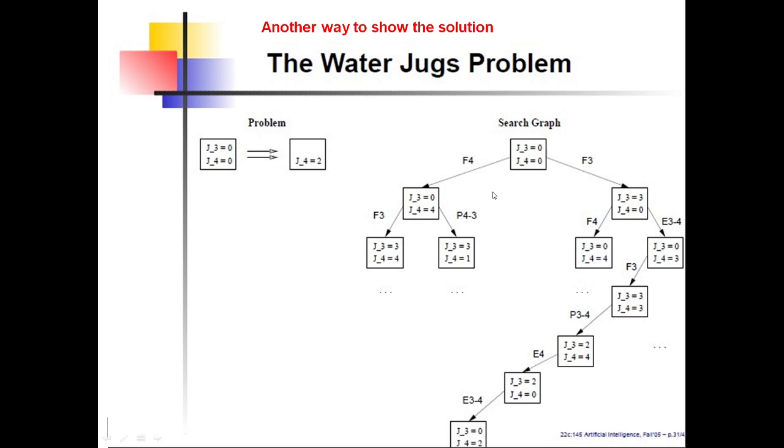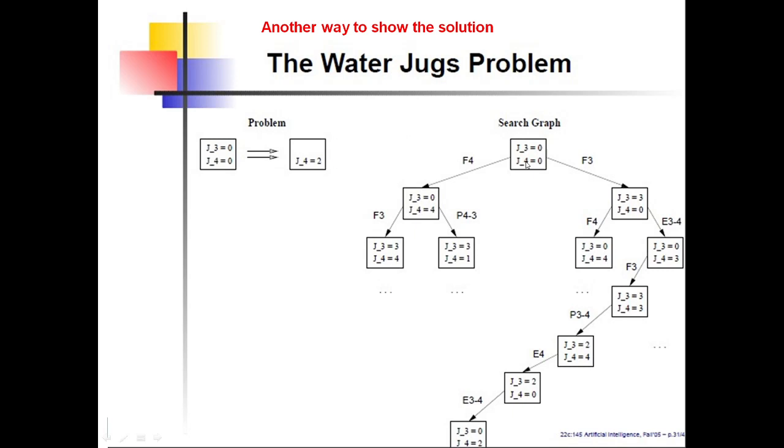In this case J underscore 3 means 3 gallon jug, J underscore 4 means 4 gallon jug. Initially both the jugs are empty, that's why it is specified 0 0. This is our final state because we want 2 gallons of water in 4 gallon jug. So this is our initial state we consider over here. Now, while specifying the state space representation, what thing do you have to remember? You have to give the possibilities. What are the probable situations that may arise? So this is your initial state.